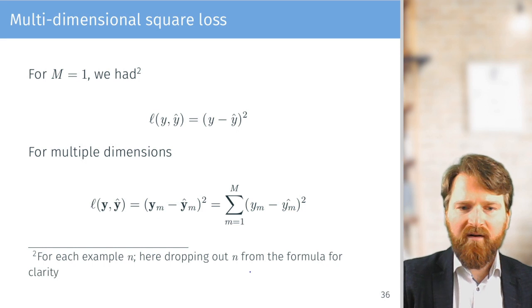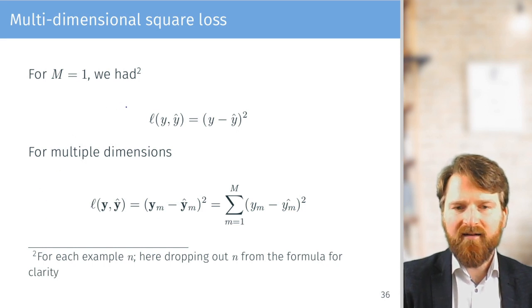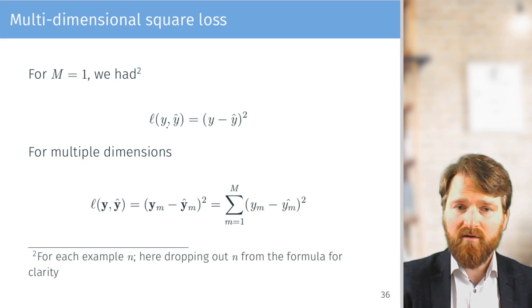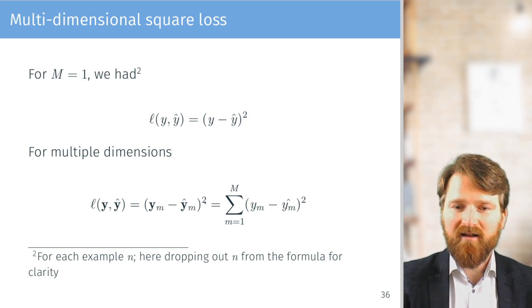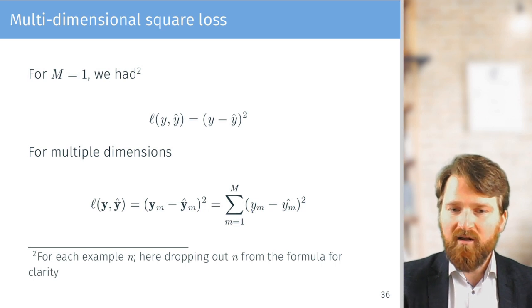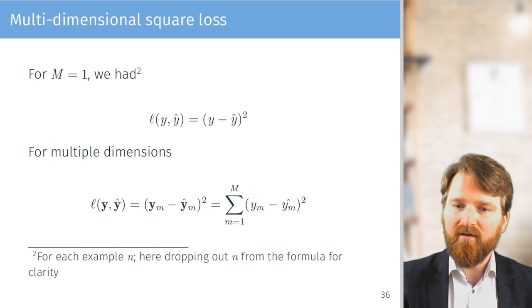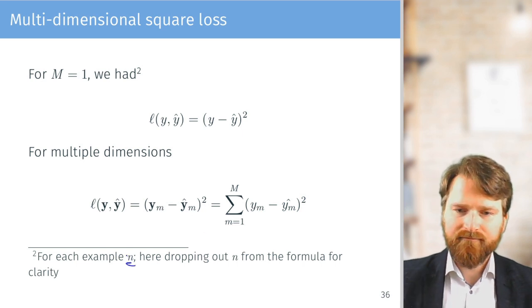So we already had a square loss, which was simply the distance squared. For multiple dimensions, it's a very easy extension. We just subtract these two vectors and take the square, which means for each position we take the square. And as I said, we're dropping the n here for the nth example.